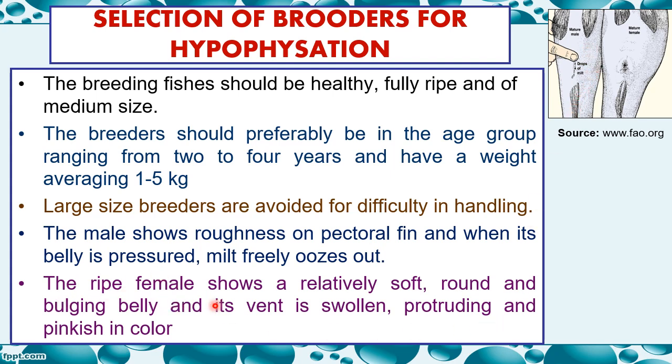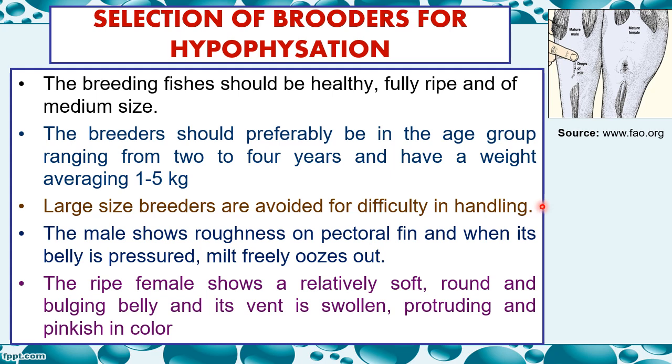The right female shows a relatively soft, round and bulging belly, and its vent is swollen, protruding and pinkish in color. Due to the retention and maturation of the eggs, the female belly becomes bulging and swollen, and its vent is pinkish in color. Likewise, we can differentiate male and female.